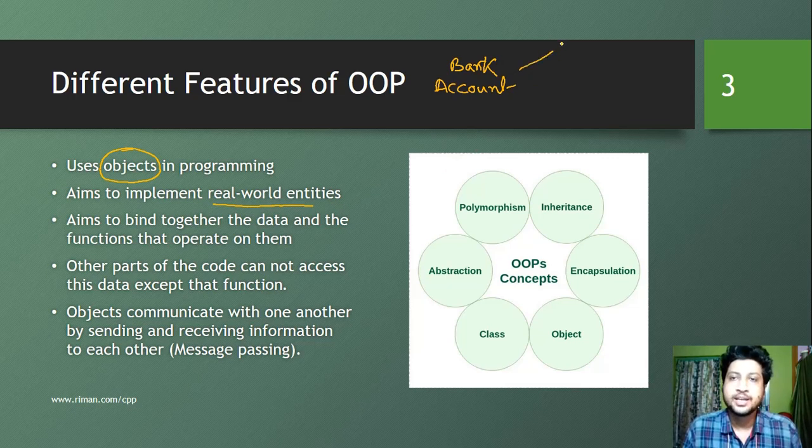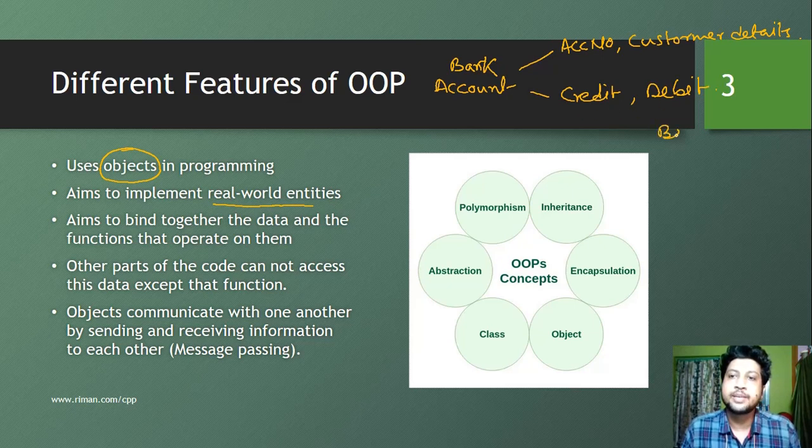Properties could be account number, customer details, and amount, and it has some behaviors like credit and debit as well. So this credit and debit are behaviors or functions, and this account number, customer details, and amount are the data, or rather properties, of this account entity.